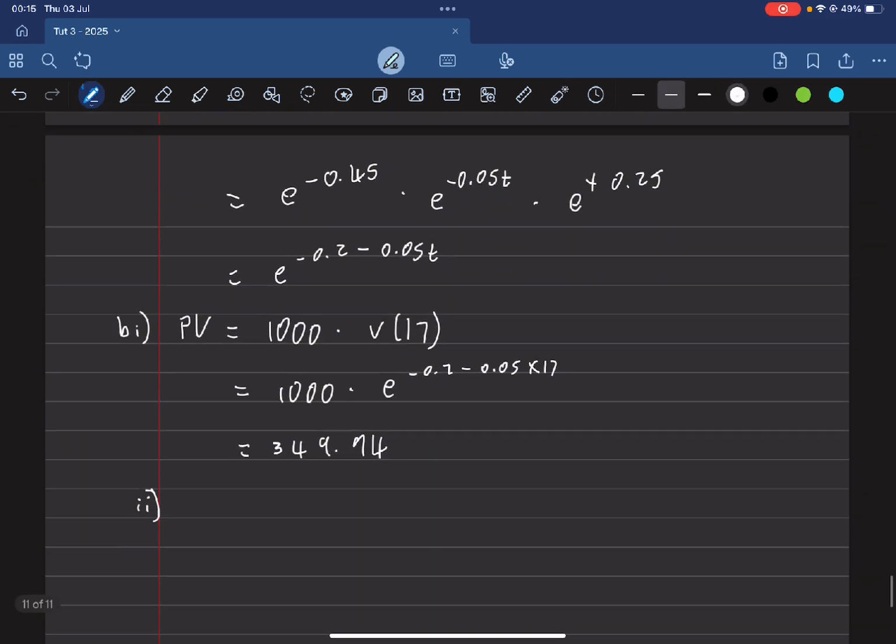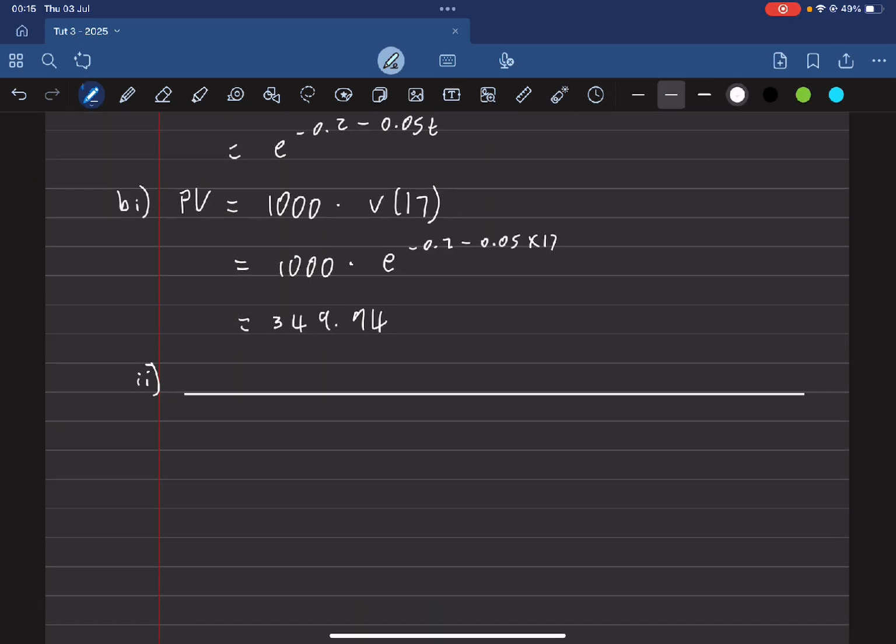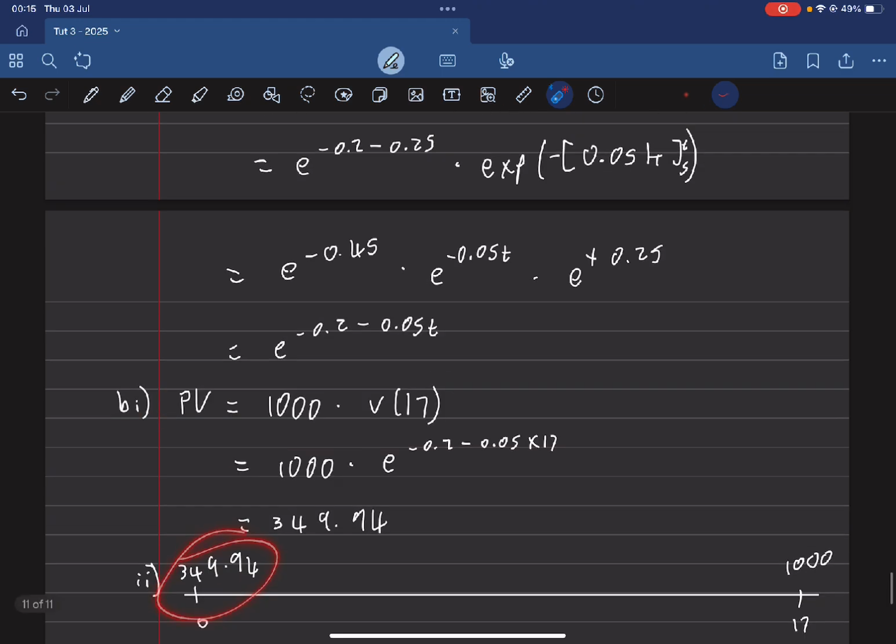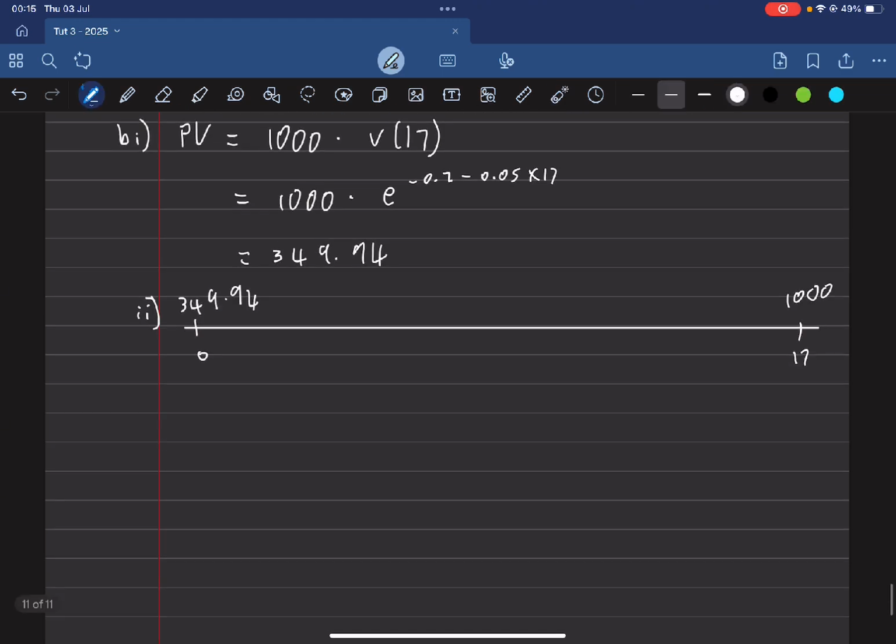Okay, so let's draw it on a timeline. So at 17 years, we had 1,000. And when we discounted it back, which we just did in the previous one, we got 349.94. Okay, so we can write in a little equation and basically instead of using force of interest, we can use interest rate convertible monthly. So what I'm going to do, I like accumulating forwards. I'm going to basically accumulate this to be 1,000 and see what interest rate that implies. So I'm going to do 349.94.